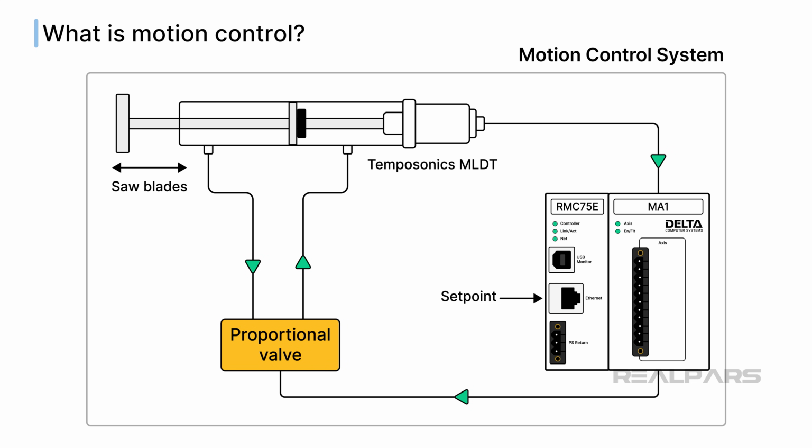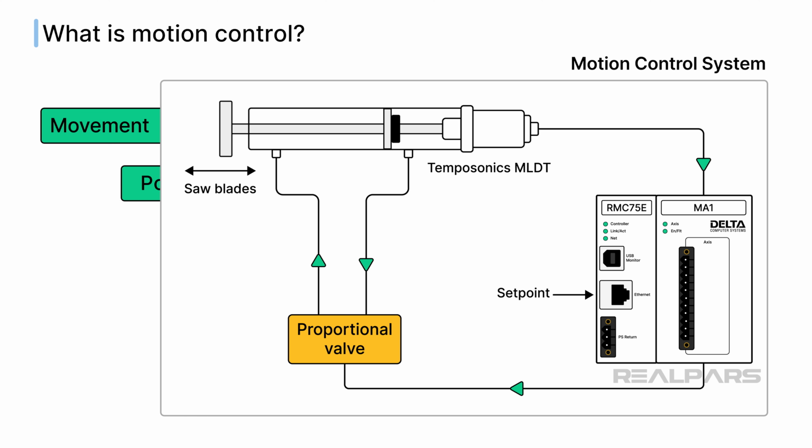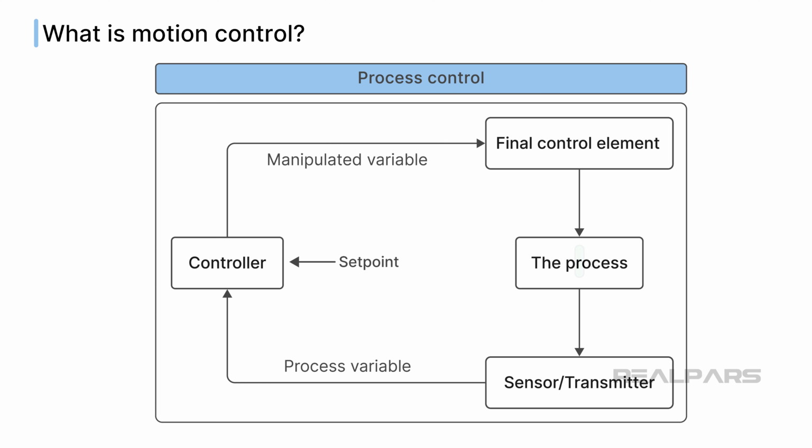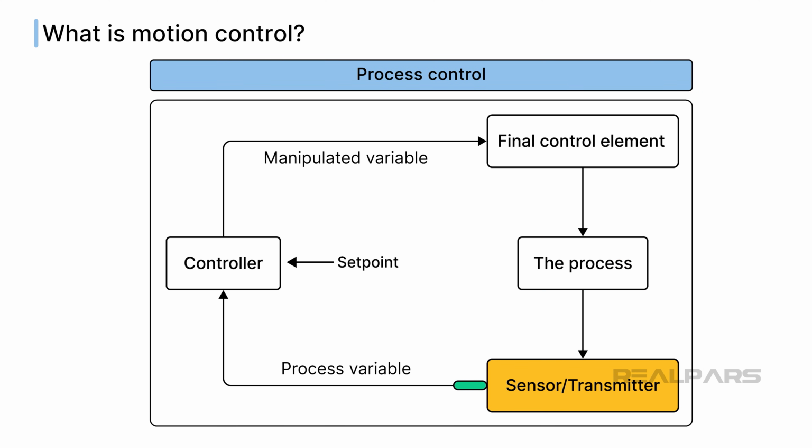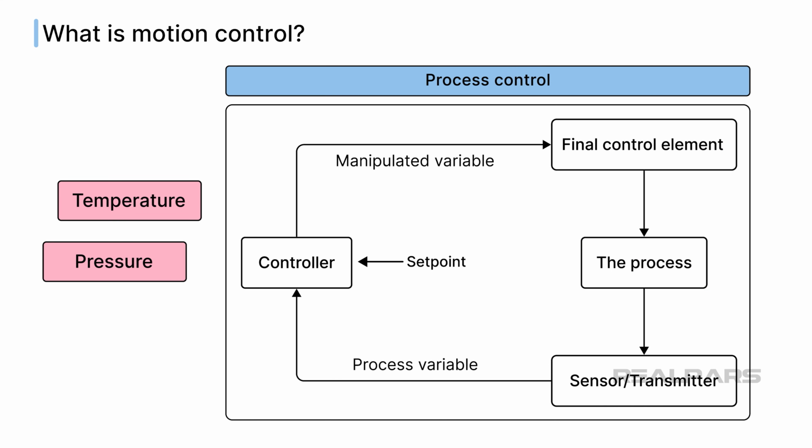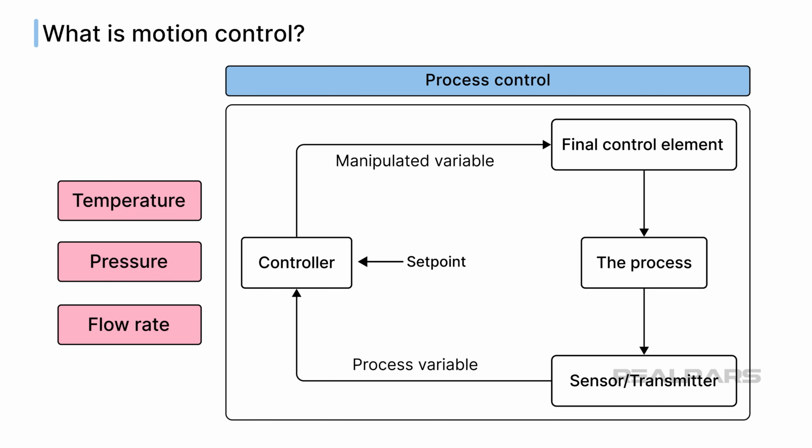Motion control refers to the methods used to precisely regulate and control the movement and position of mechanical systems. The two key words in that statement are movement and position. On the other end of the control spectrum is process control, where we manage and regulate processes. We're interested in measuring and regulating process variables such as temperature, pressure, and flow rate in process control.